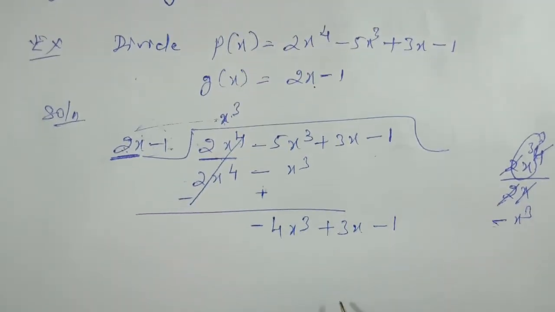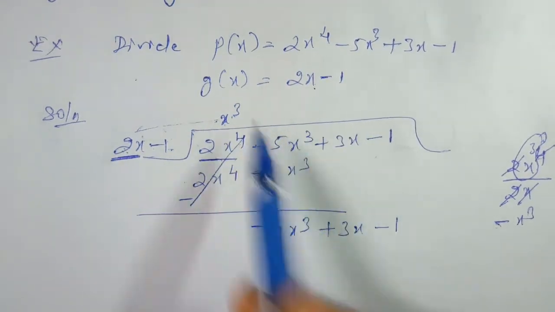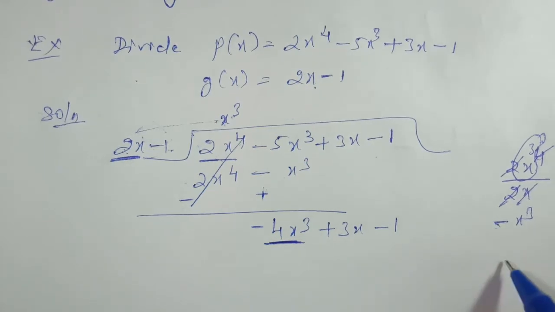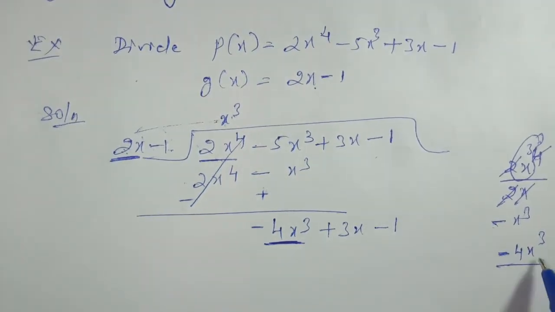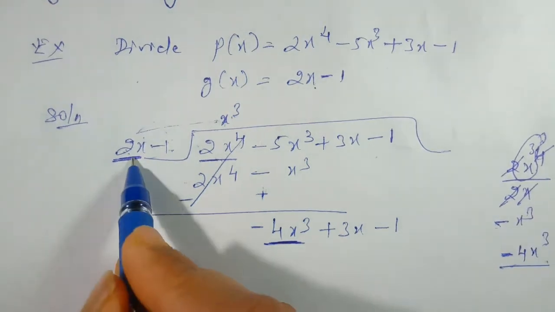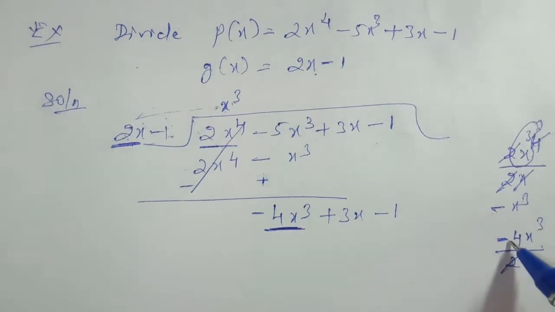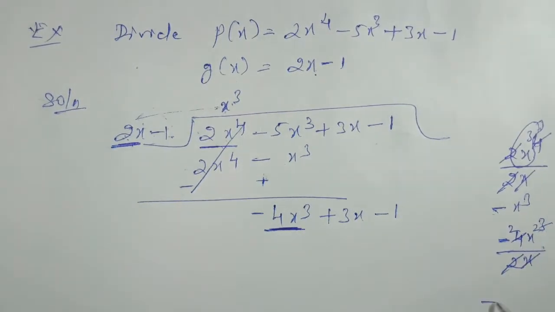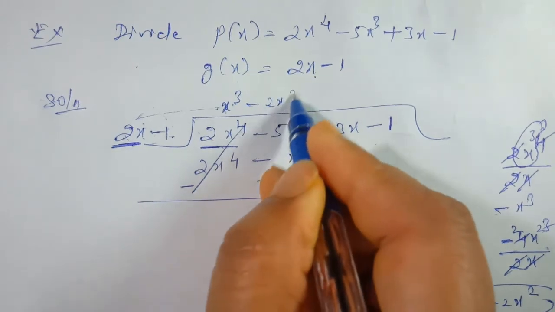Now again the rough work starts. We have to identify the next term of the quotient. Now we have the highest power term as minus 4x cube. Write it at the numerator, and at the denominator again the first term of the divisor. Do the cancellation: 2 by 2, and 1x will be cancelled. So what do we get? Minus 2x square. It means the second term of the quotient will be minus 2x square.